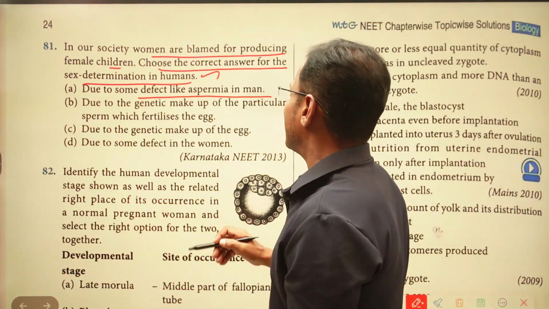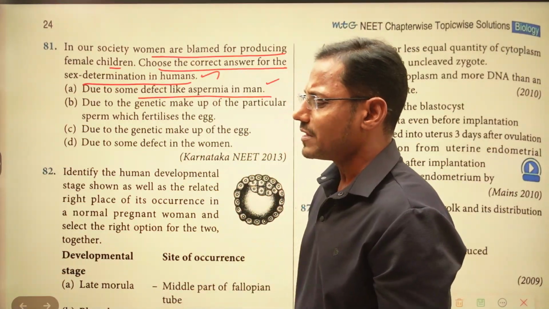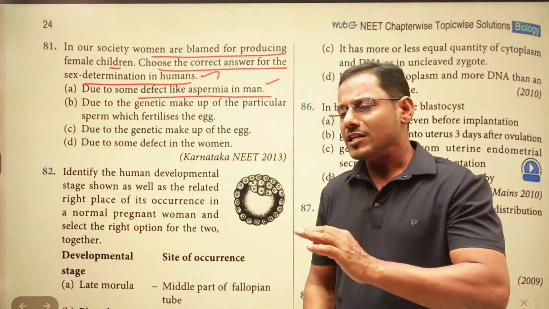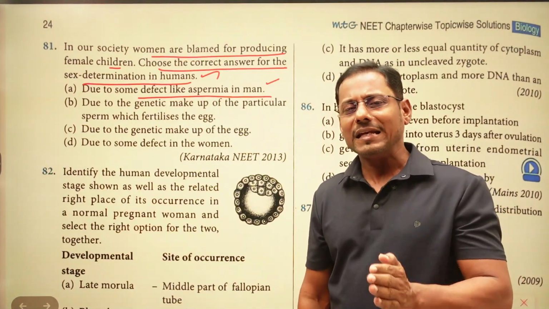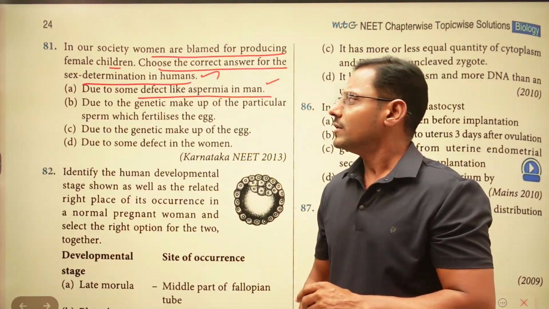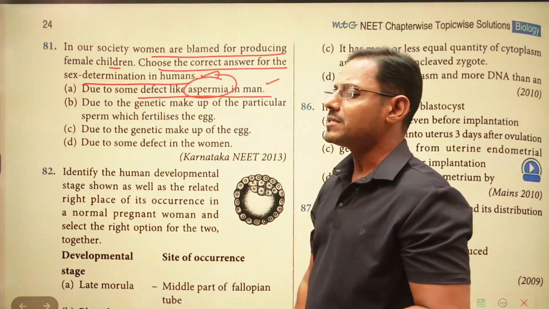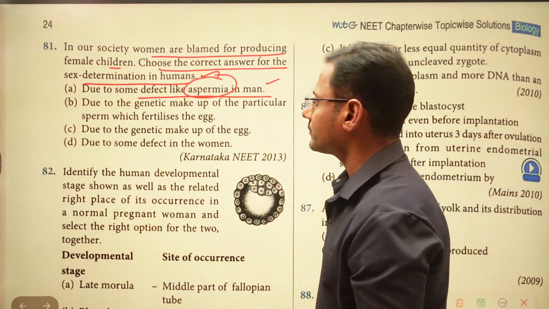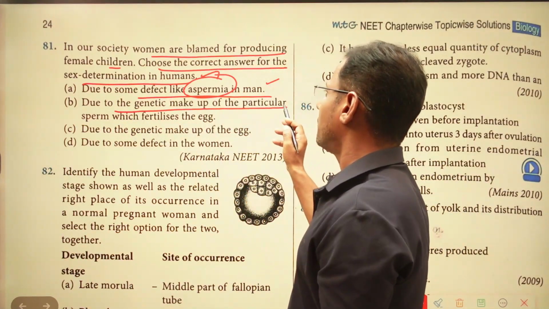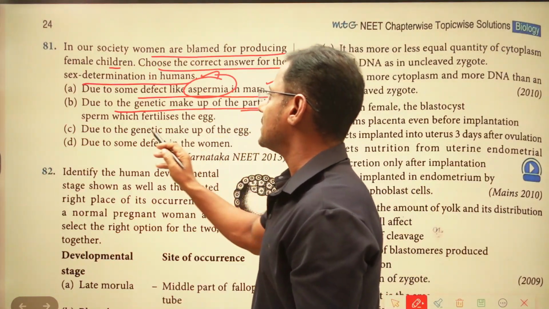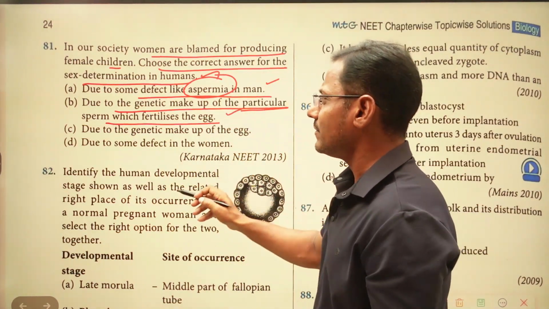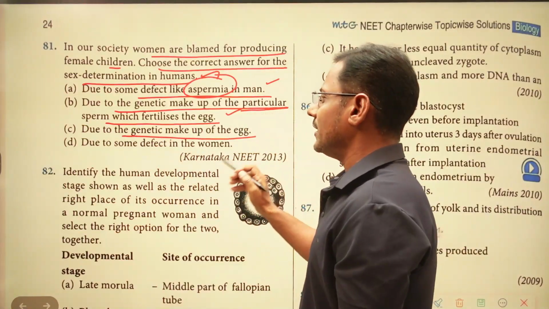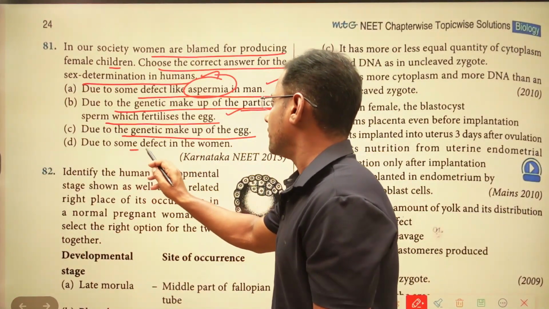Due to some defect like aspermia in man. Aspermia means there are not enough sperms present in the male in order to fertilize the ovum. That is known as aspermia. Aspermia: A means without, and spermia means sperms. Due to the genetic makeup of the particular sperm which fertilizes the egg, due to the genetic makeup of the egg, due to some defect in the woman.